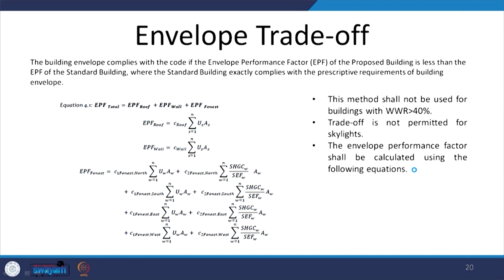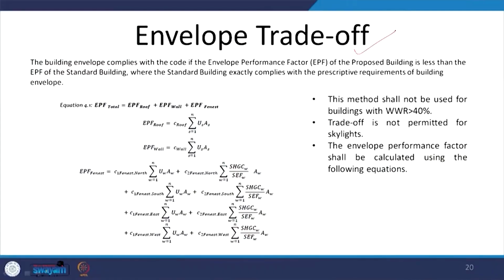Now, this was how the compliance can be shown when we are talking about the prescriptive approach, where whatever value has been given in the code will be met. So, if we have to go ahead with the prescriptive approach and comply using it, a glass which has the U value as prescribed and an SHGC as prescribed will be used. In case there is a shading device, using SEF, the compliance will be shown.